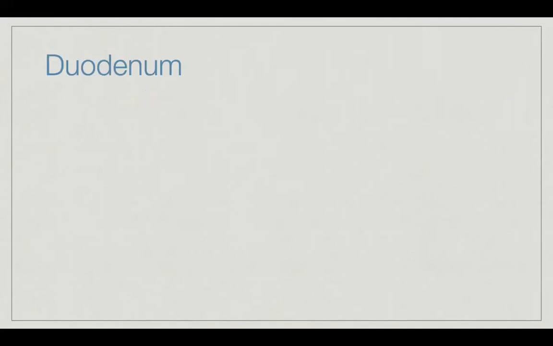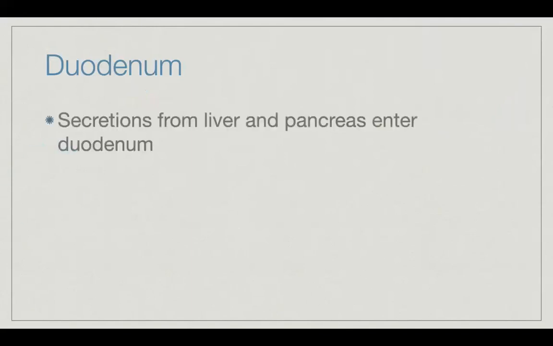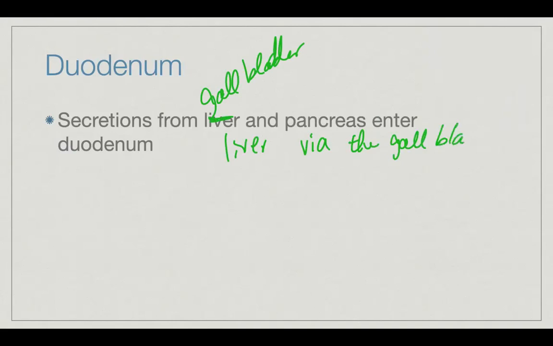So most of the action occurs in the duodenum. This is where you have the secretions from the liver, or sorry, gallbladder. Or I could say liver via the gallbladder. That means by way of. If you want to sound super smart when you're writing papers, you use the word via. That means by way of. So it comes from the liver, but it goes through the gallbladder first. So via the gallbladder.